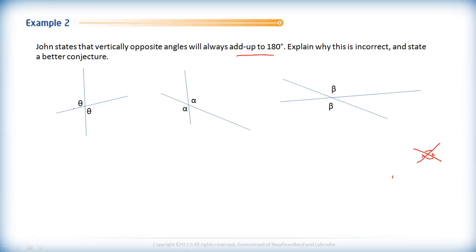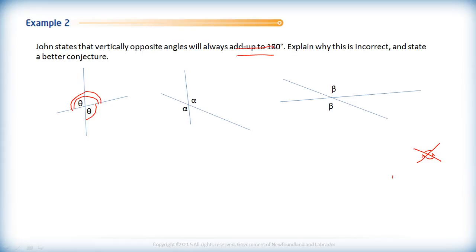What I know about 180 degrees is that angles along a straight line have to add up to 180. This one looks like it's bigger than 90, and this one is less than 90, and this one looks bigger than 90. If I had two angles that are bigger than 90, I'm not going to get 180 degrees. So his conjecture is obviously wrong for that reason.